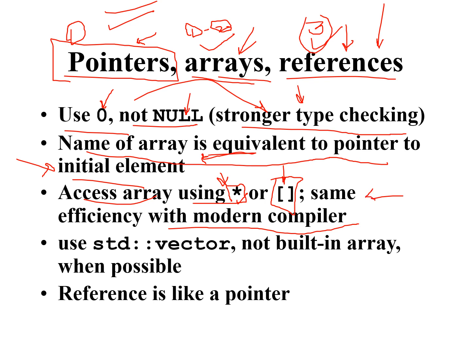Then use std::vector in case of C++, not a built-in array. Whenever it is possible, only then are you going to use it. So use std::vector, and it is not a built-in array.